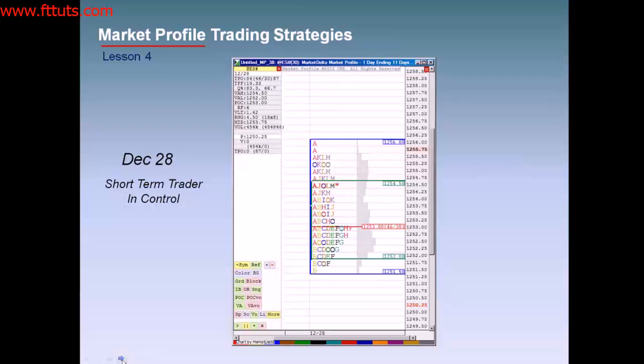If you look at the profile before you for December 28th for the ES Mini, after the fact, it's really very easy to see that the short-term trader was in control. First of all, look at how limited the value area is. It's not a very large range. It's a very small value area. Look at the entire range of the day between A and B. All of the trading for the entire day took place during that initial balance period, during the A and B periods. Look at that. All the prints are all within that range. Immediately when you see that, that tells you that the short-term trader was in control.